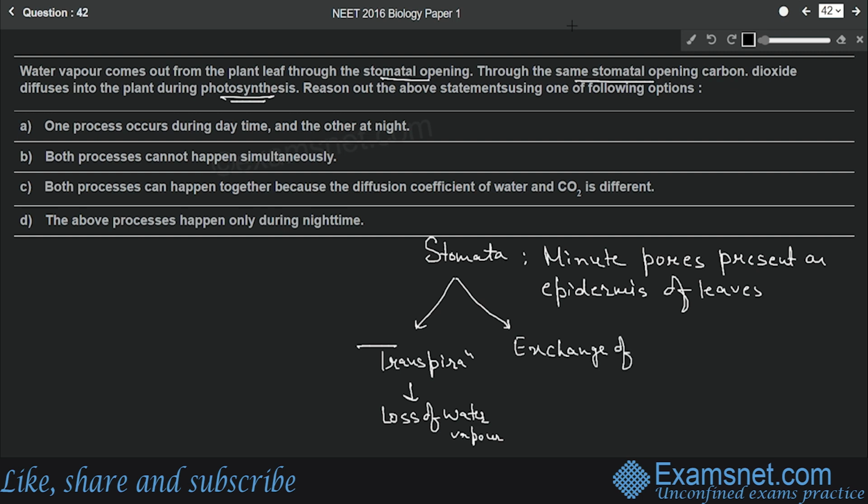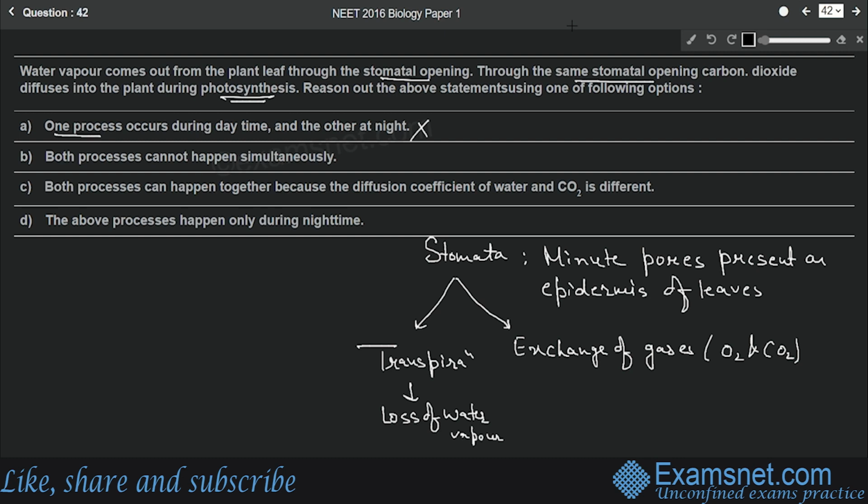Exchange of gases, that is oxygen and carbon dioxide. So it takes place during photosynthesis also. Now let's come to the options. First option says one process occurs during daytime and the other at night. So we are talking about transpiration and photosynthesis, right? So this is not true because photosynthesis takes place at daytime and transpiration also takes place mostly during the daytime. Okay, so this is not true.